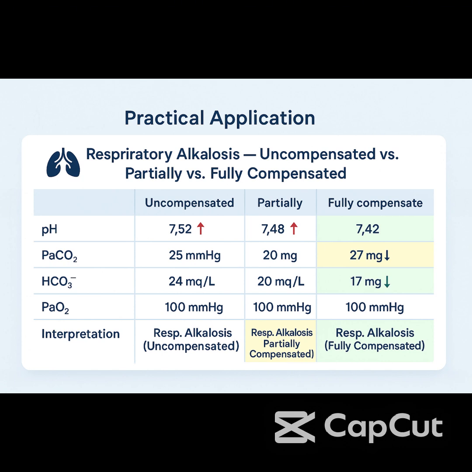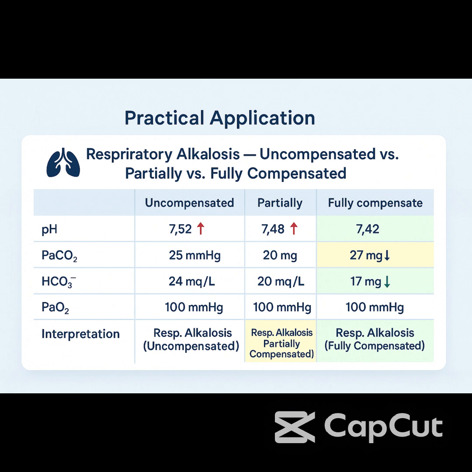In the uncompensated example, the pH is high at 7.52 and the PaCO2 is low at 25. The bicarbonate is still within normal range, so the kidneys haven't adjusted yet. This is an acute respiratory alkalosis without compensation.